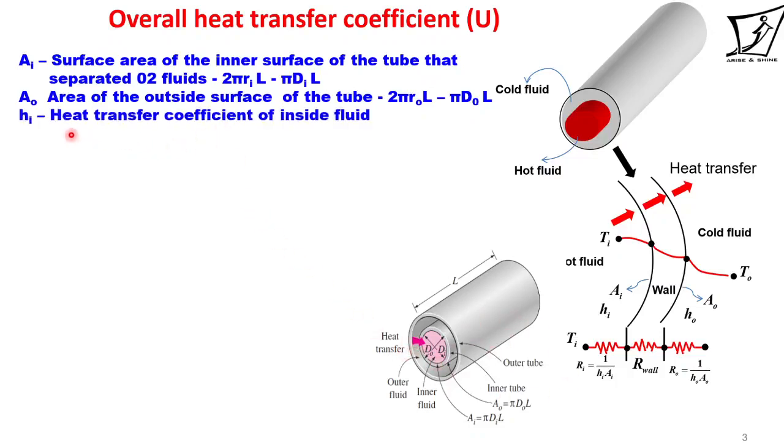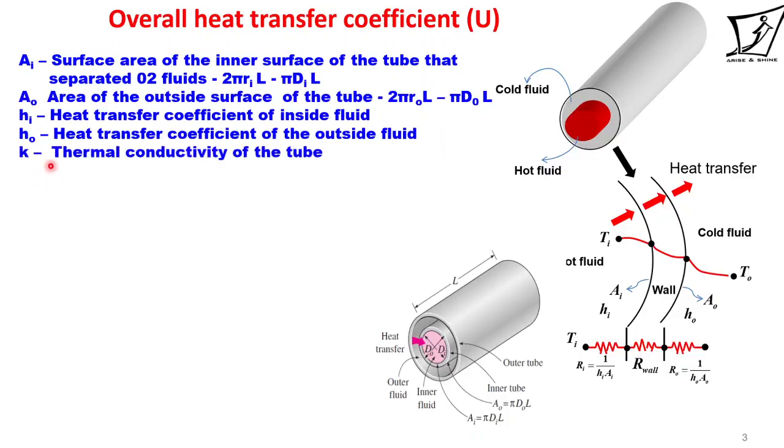Let Hi represent heat transfer coefficient of inside fluid, in this case hot fluid, and it is given in watt per meter square Kelvin. Ho represents heat transfer coefficient of the outside fluid, cold fluid in this case, in watt per meter square Kelvin. K represents the thermal conductivity of the tube material, inside tube material particularly.